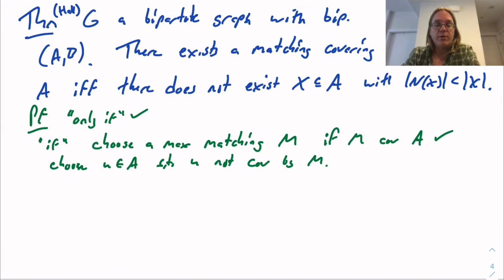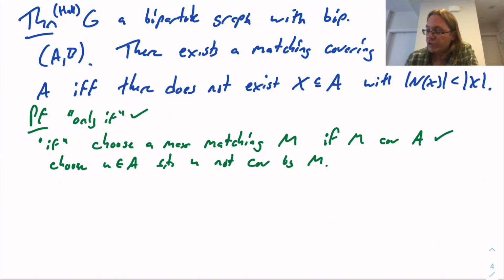When you have that kind of path, that augmenting path, then you can switch the behavior of your matching on that path. So you can take the edges of this path that are in the matching and remove them from the matching, and the edges of this path that are not in the matching and add them to the matching, and that gives you a larger matching. So if you have an augmenting path, then you can increase the size of your matching.